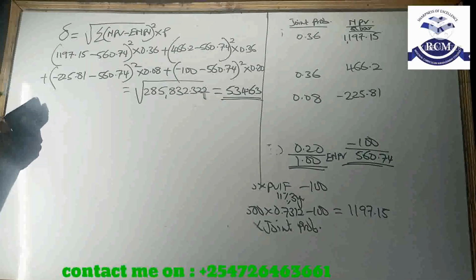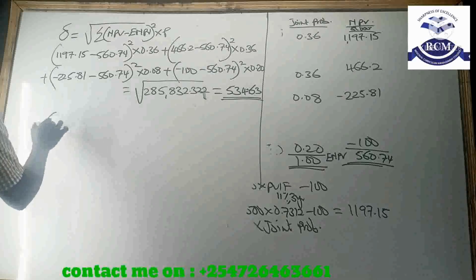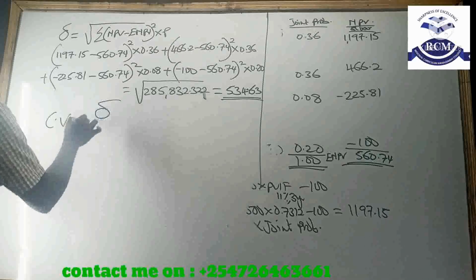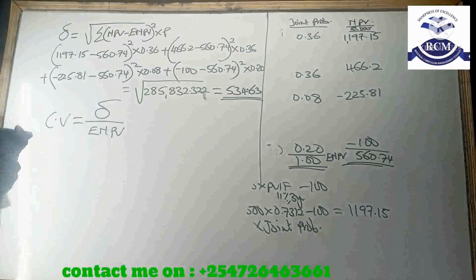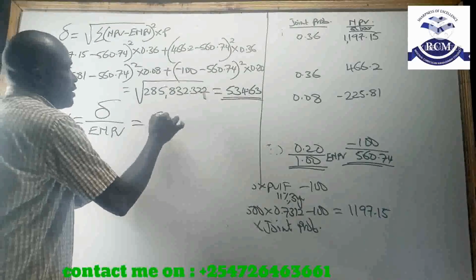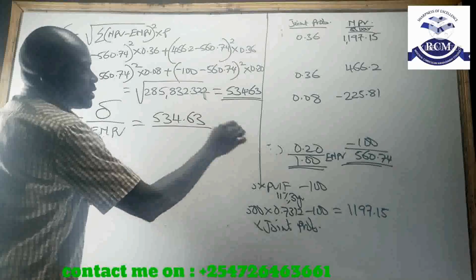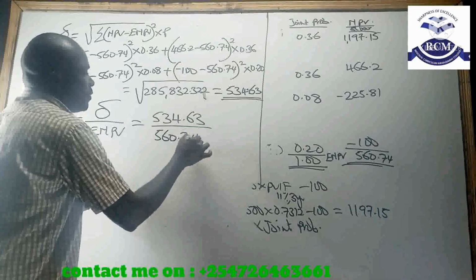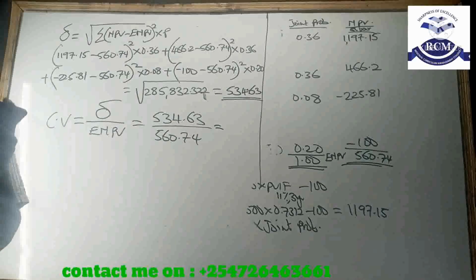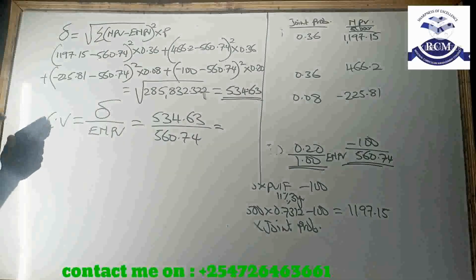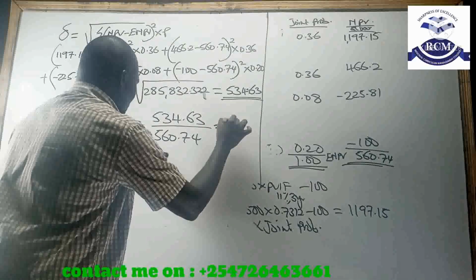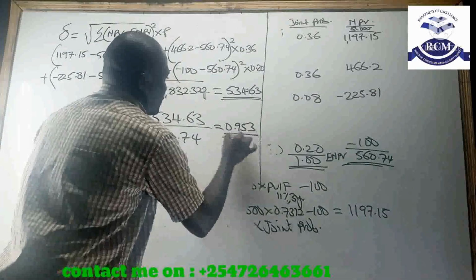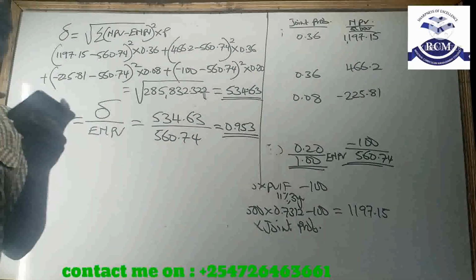And after the standard deviation, they wanted us to get the coefficient of variation. Coefficient of variation equals standard deviation over expected NPV. It measures risk per unit of expected NPV. So our standard deviation is 534.63 and the expected NPV was 560.74. So divide by 560.74. So that is 0.953. That is our coefficient of variation, for 5 marks.